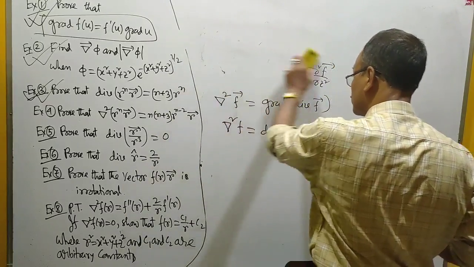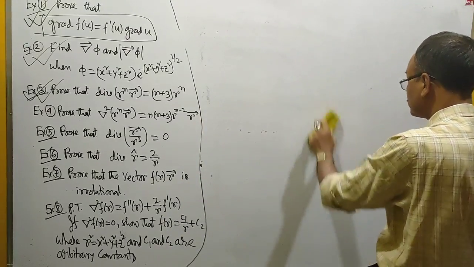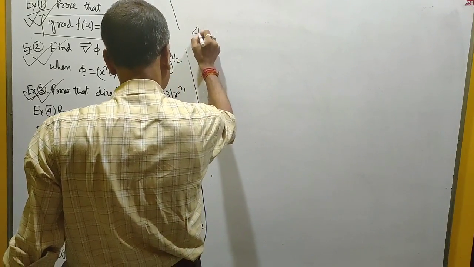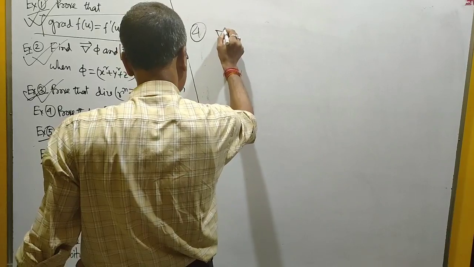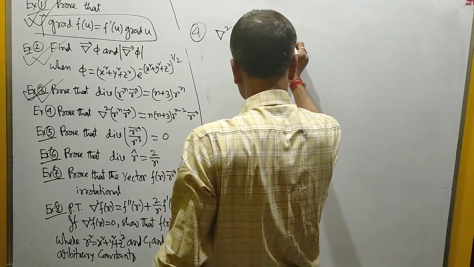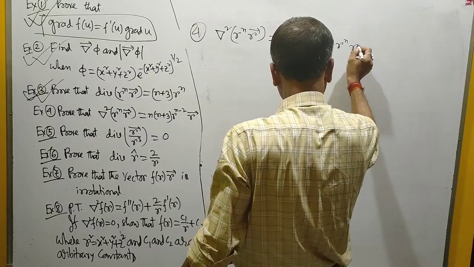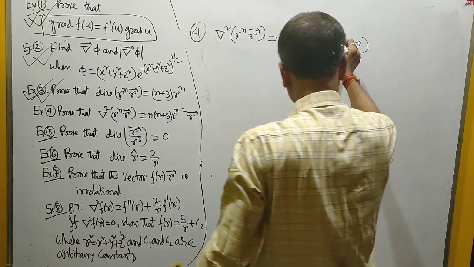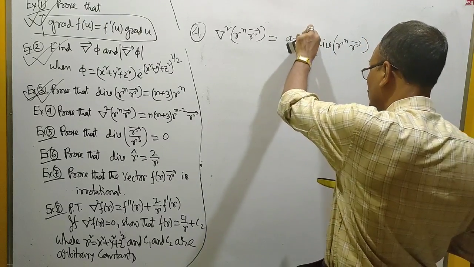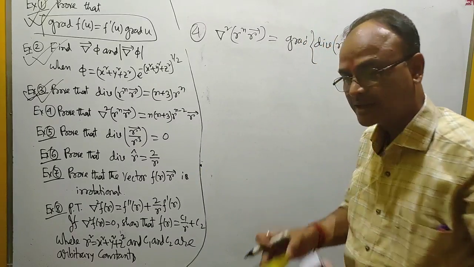Now we are going to prove this one. Number 2. The Laplacian operator on r to the power n r vector is nothing but gradient of divergence of r to the power n r vector.